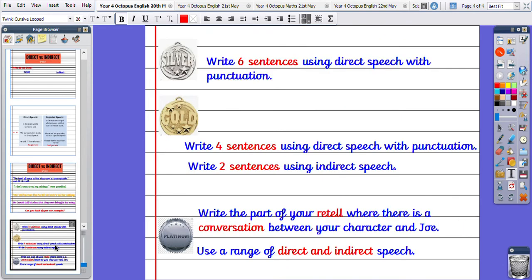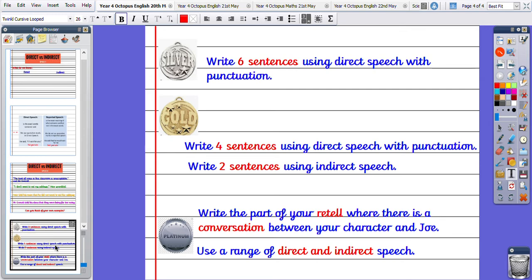Okay, so for Silver today, I want you to write 6 sentences using direct speech with punctuation. Now, this is going to be the speech, the conversation that goes on between Joe and your character that you have created. So it needs to be using inverted commas and reporting clauses, but it's only going to be Joe and your new character who is speaking.